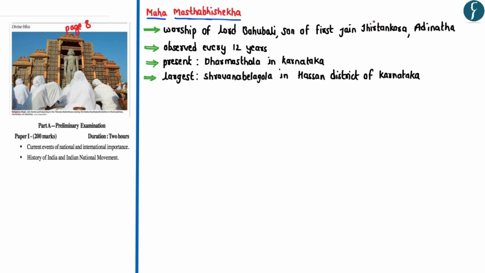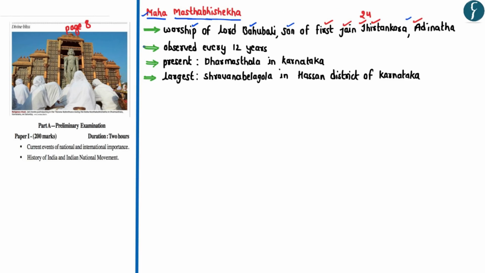from the perspective of your upcoming Prelims. Now, the concept of Tirthankara holds a special relevance in Jainism, wherein Tirthankara refers to a spiritual guru of the religion, and Jainism believes that there are 24 Tirthankaras, the last being Lord Mahavira, and the first Jain Tirthankara was Lord Adinatha. So the Mahamastabhisheka is considered to be a worship of Lord Bahubali, who was considered to be a son of the first Jain Tirthankara, Adinatha.